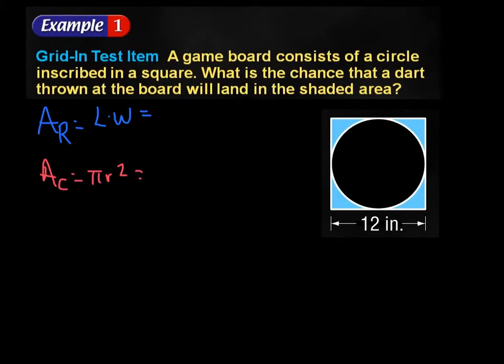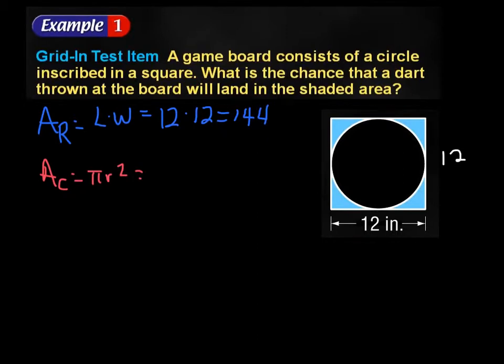A game board consists of a circle inscribed in a square. What is the chance that a dart thrown at the board will land in the shaded area? Well, we want to know the total area, which would be the area of the rectangle, which happens to be a square. So it's 12 by 12. So 12 by 12 is 144.